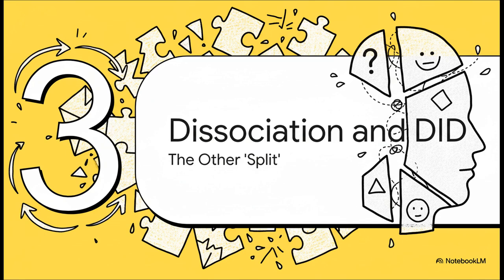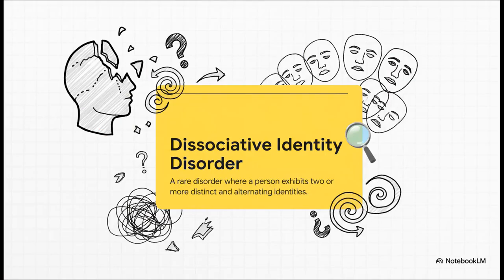So now let's finally turn our attention back to that other split, the one in identity, and the condition it's so often confused with. Unlike schizophrenia, which is fundamentally a disorder of thought, DID is a disorder of consciousness. It's defined by this profound break in a person's awareness, their memory, and their very sense of self. And this can lead to a person showing two or even more totally distinct identities that can each take the driver's seat at different times.